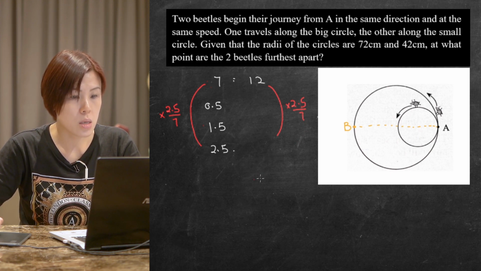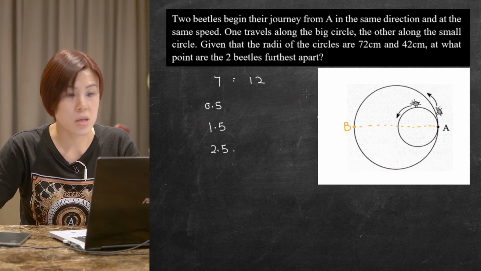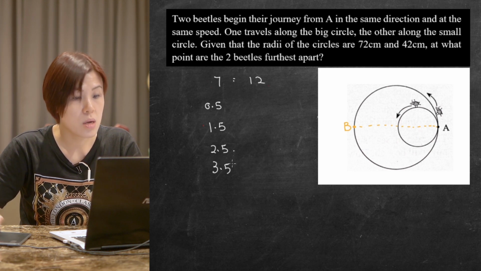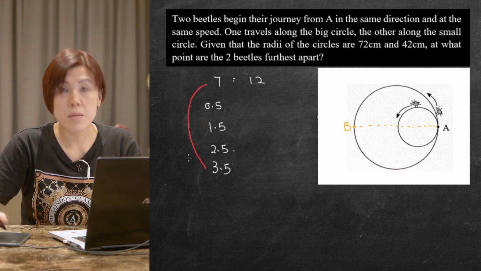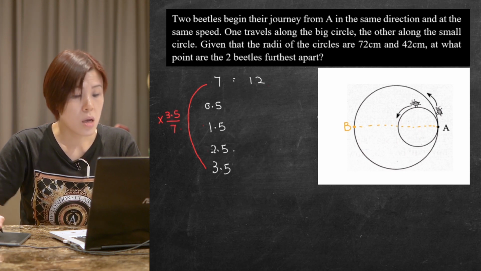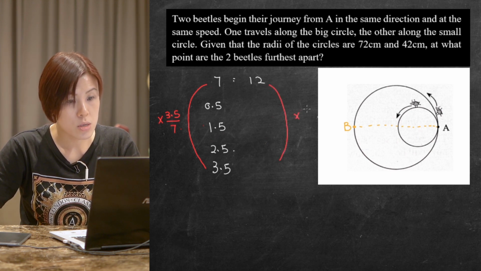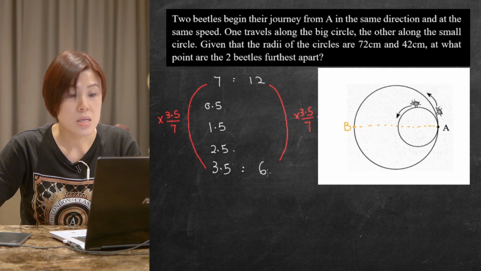So next, how about 3.5 round? 3.5 round. From 7, 3.5 can be obtained by multiplying by 3.5 over 7. So if we do the same thing on 12, 12 times 3.5 over 7, then we will be able to get the whole number, which is 6.